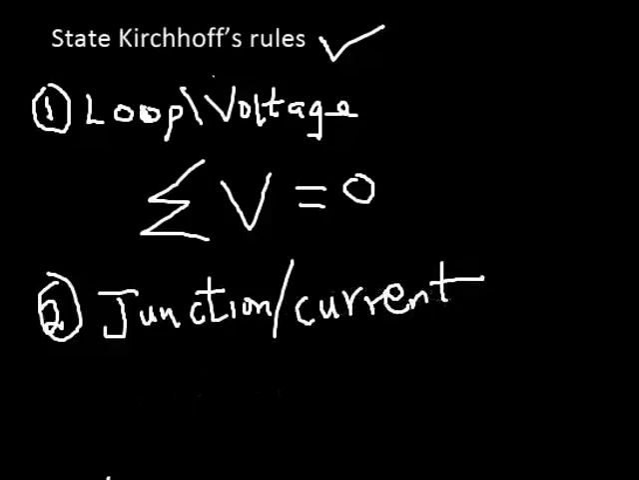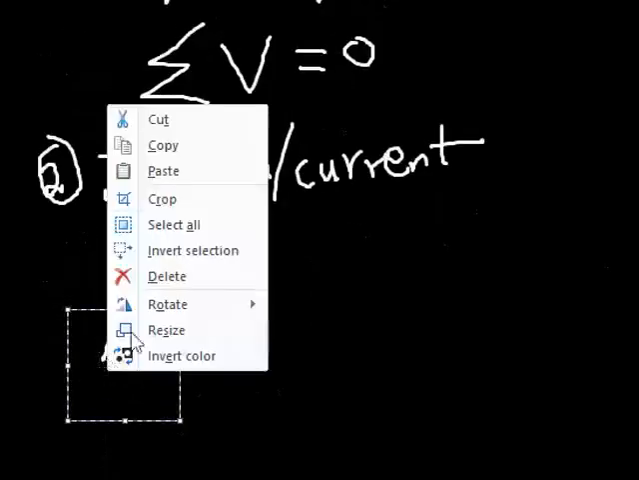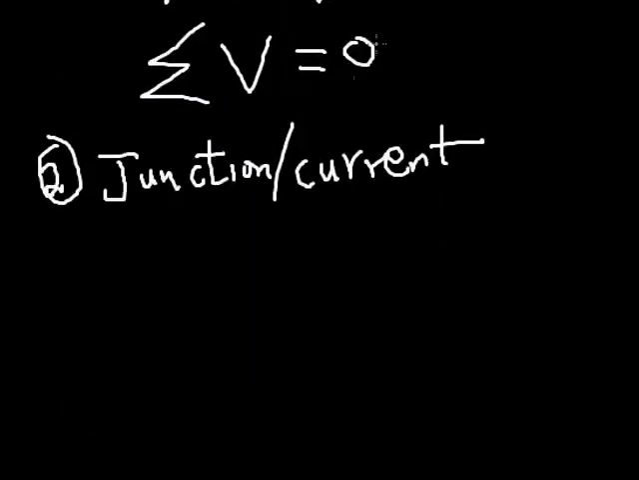All right. So instead, the algebraic sum of the current entering a junction is equal to the algebraic sum of the current leaving the junction. Let's say we have a junction. A junction is a point where there's a branch.